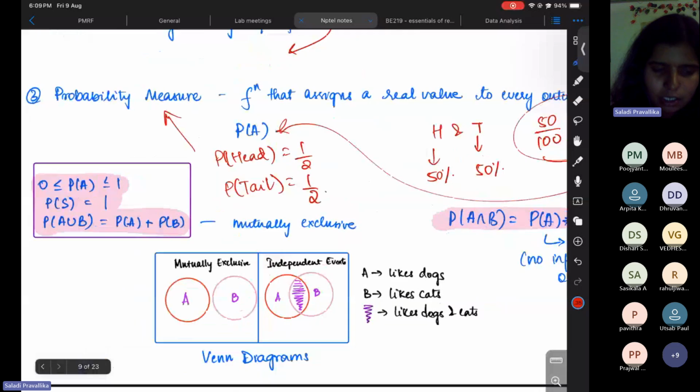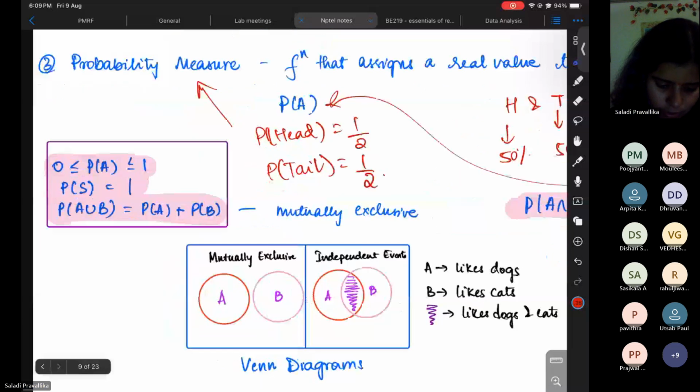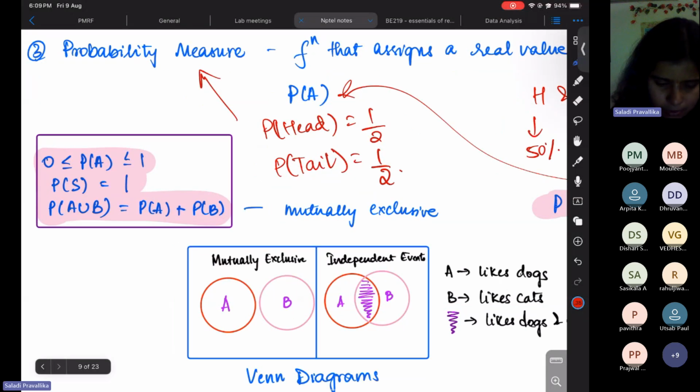And the important condition to note here is that probability is always greater than or equal to 0 and always less than or equal to 1. It is never greater than 1 and never less than 0. So that is for a single probability.